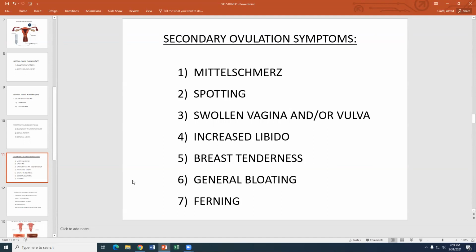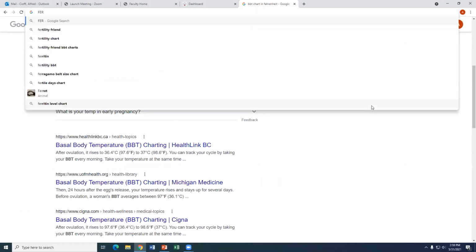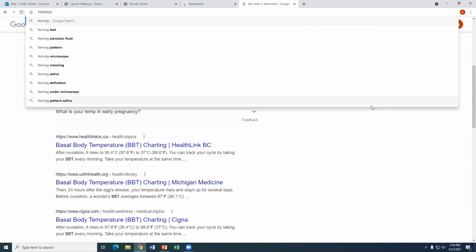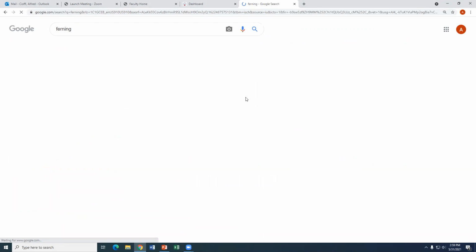And that can also be visualized through this process of ferning. So with ferning, there are these little tiny ferning microscopes, little tubes, because when that saliva dries, it crystallizes, okay?